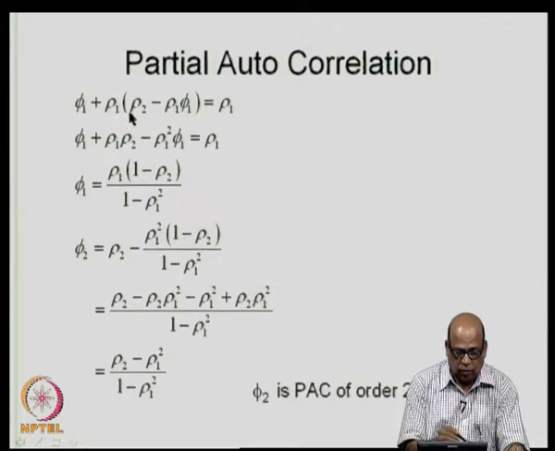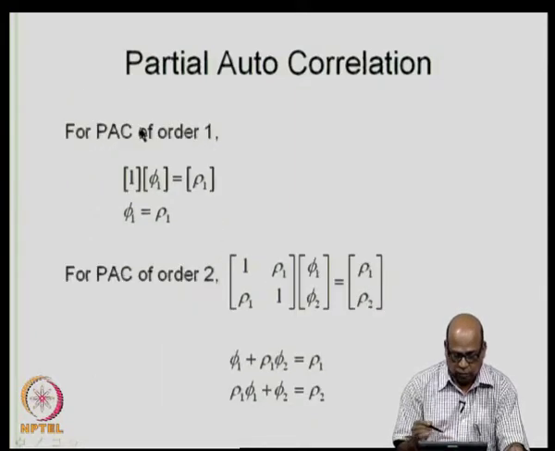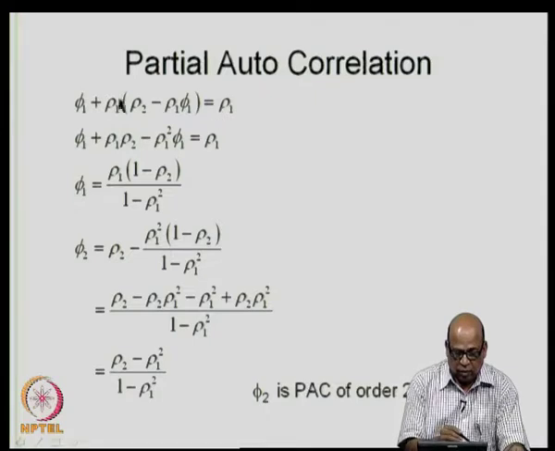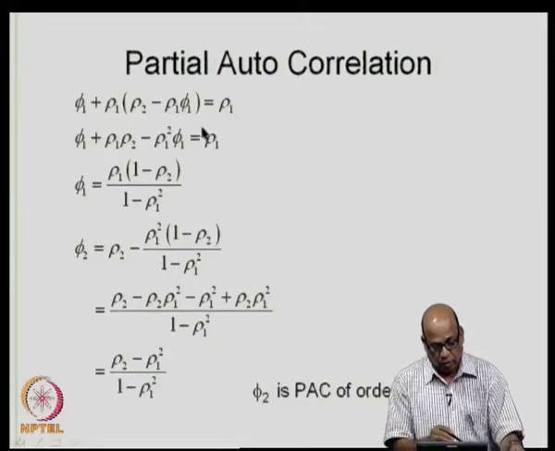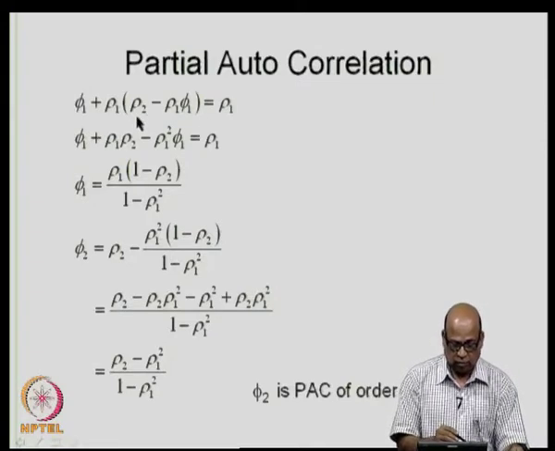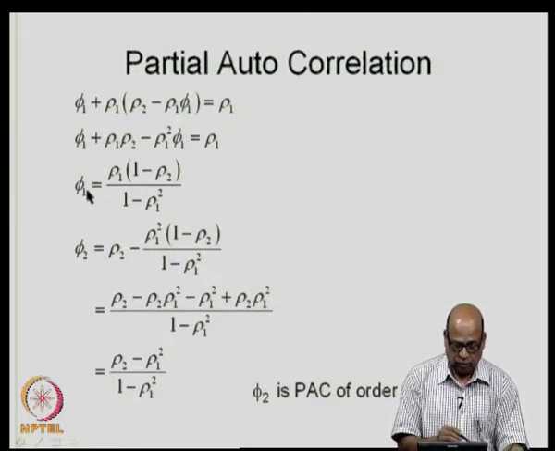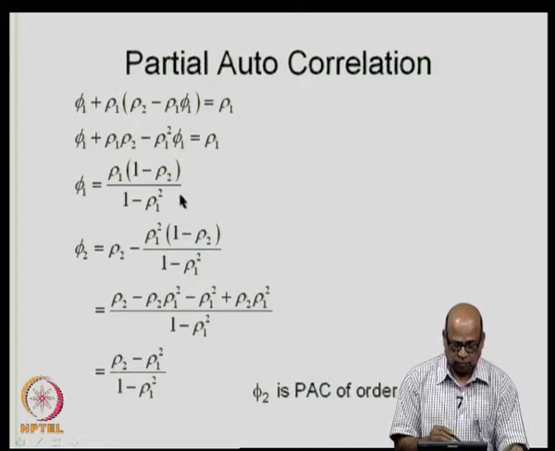From the first equation, you get phi 1 plus rho 1 phi 2 is equal to rho 1. For phi 2 you have rho 1 phi 1 plus phi 2 equal to rho 2, so phi 2 you will substitute as rho 2 minus rho 1 phi 1, and this you write as equal to rho 1. So, by simplification you will get phi 1 is equal to rho 1 into 1 minus rho 2 by 1 minus rho 1 square.